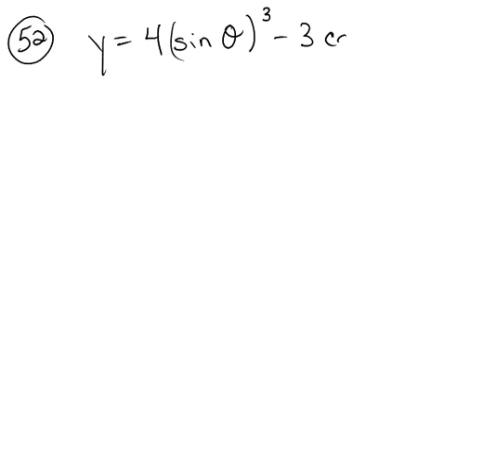Okay, section 4.2, number 52. We have y equals 4 sine, I'm going to write that as sine theta cubed, like that on the outside, minus 3 cosine theta squared. And we want to look at this on the interval from 0 to 2 pi.